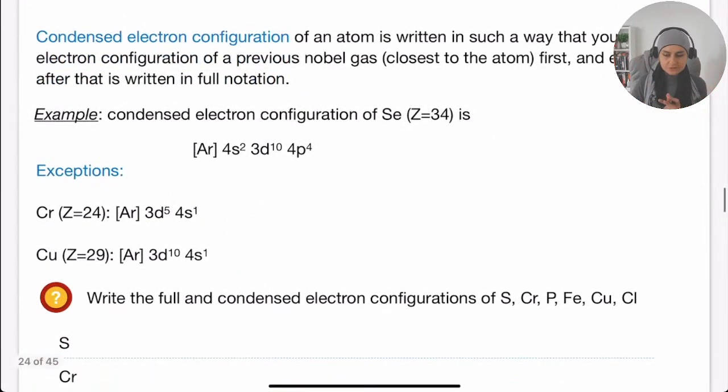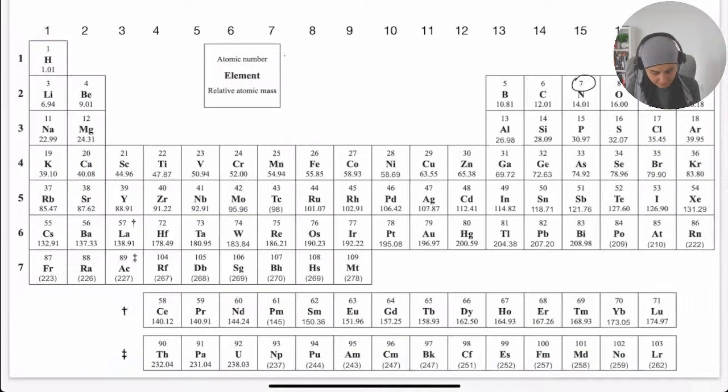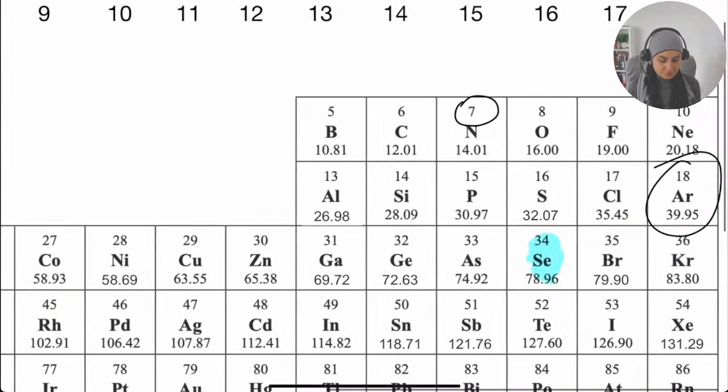Now, this was the full electron configuration. Sometimes they would ask you to write down the condensed electron configuration. For that, you write the full configuration first, and then you substitute some part of it with the closest previous noble gas. For selenium, let's look at the periodic table. The previous closest noble gas would be argon. So I will substitute the first 18 electrons with argon in square brackets.